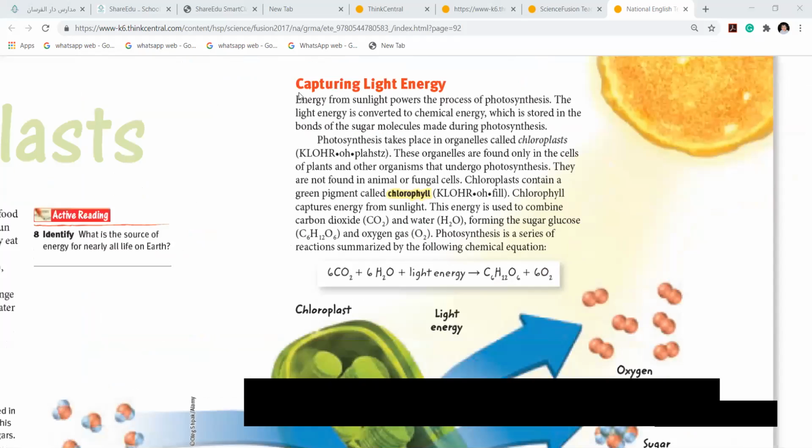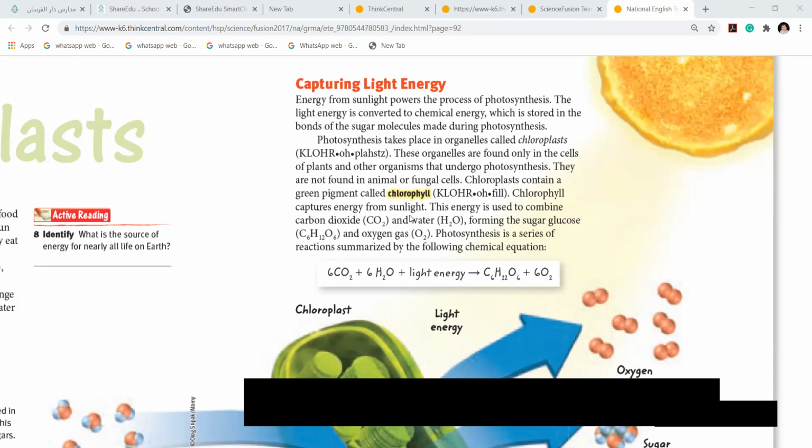Now see here, girls. Energy from sunlight powers the process of photosynthesis. The light energy is converted to chemical energy, stored in the bonds of sugar molecules made during photosynthesis. Photosynthesis takes place in organelles called, where does photosynthesis take place? In chloroplasts. And chloroplasts are found in cells of plants. Are they present in cells of animals? No. Chloroplasts are only found in plant cells. They are not found in animal or fungal cells. Chloroplasts contain a pigment called chlorophyll. And chlorophyll captures energy from sunlight.